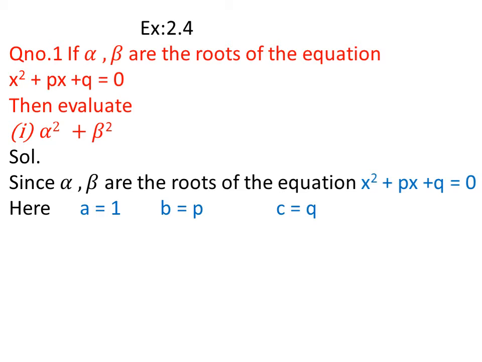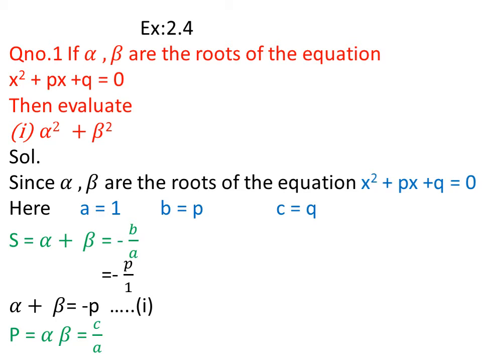First of all we have to find the sum and product of the roots of the equation. For this we will write s equal to alpha plus beta, and we know that sum of the roots is always equal to minus b over a. Here we put the values of b and a, which will give us s equal to minus p over 1. Here p is the value of b and 1 is the value of a. We can write it as minus p.